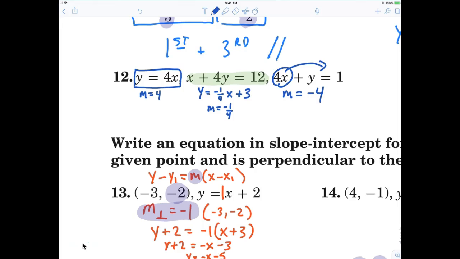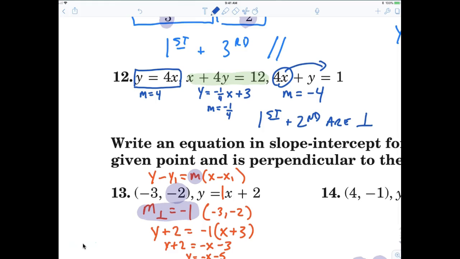All right? So now, are any of the lines parallel? No. No lines are parallel. None of the slopes are the same. Are any of the lines perpendicular? Yes. Which ones? The first one and the second. First and second are perpendicular. And they're perpendicular because the slopes are opposite reciprocals, or negative reciprocals.